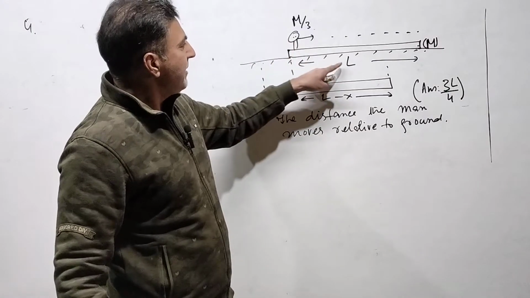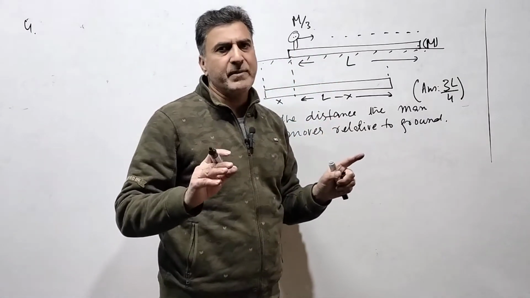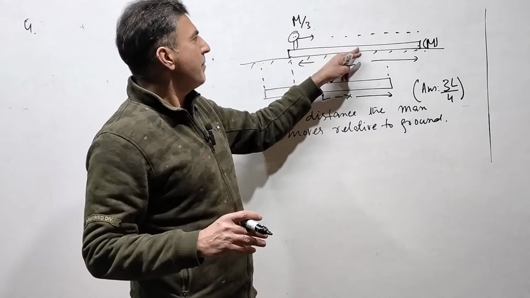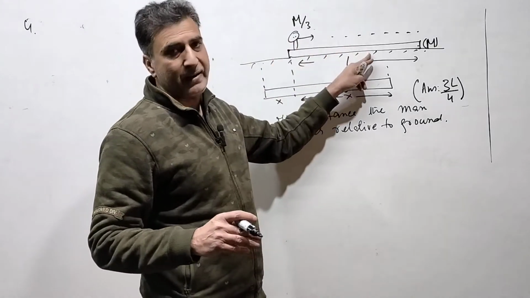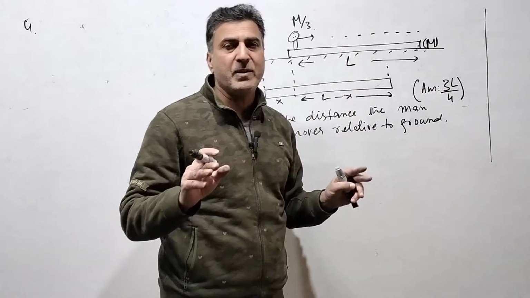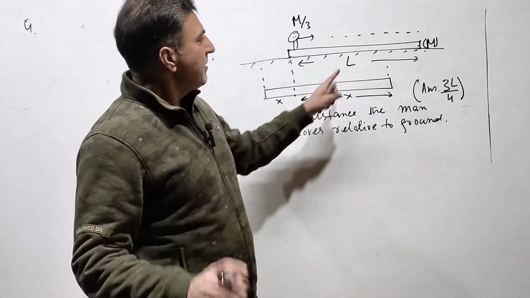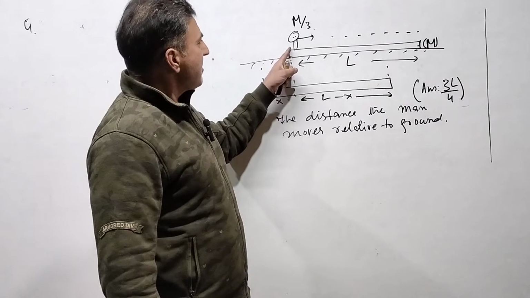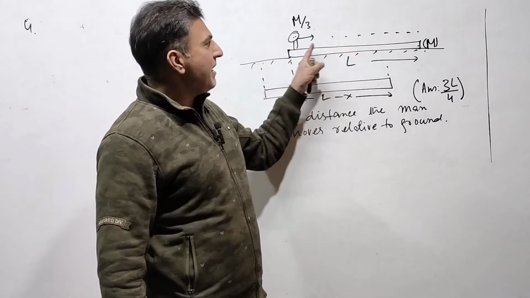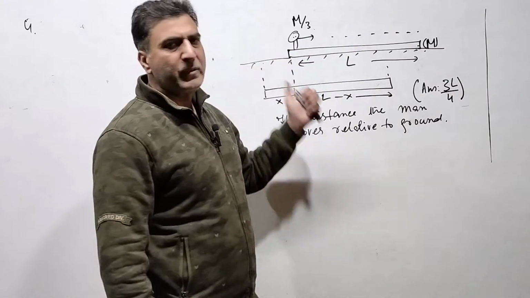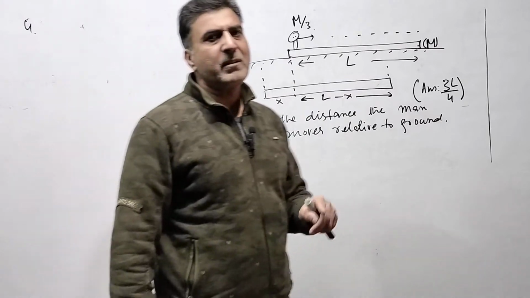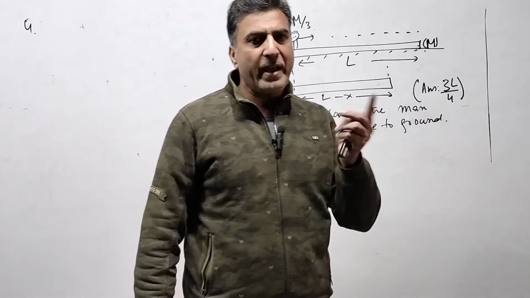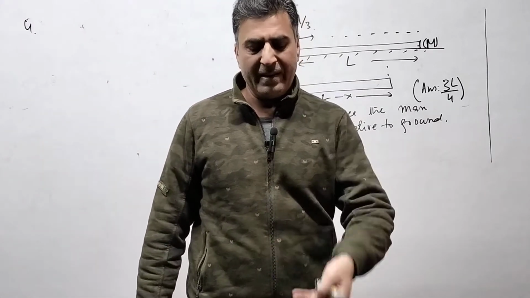So this man and this plank must have some center of mass somewhere. There must be a center of mass of the system of man and plank. Wherever it is, let it be somewhere. But now the man starts running on the plank. When the man starts running, the plank will move in the opposite direction. Why? Because there is no external force. The forces are internal between the man and the plank.